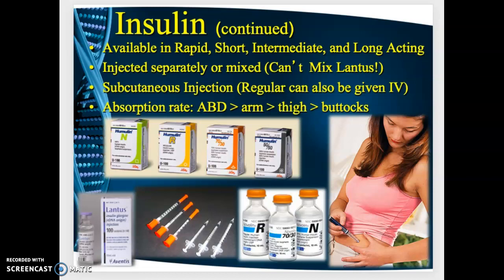And later on, when we talk about taking care of patients that have high blood sugar levels, we're going to see that we can give them regular insulin in their IV to help bring their blood sugars down. And this absorption rate line here, you really don't need to know that. Just know that if we give insulin through the abdomen, it absorbs just a little bit quicker than the route of the arm, the thigh, or the buttocks.